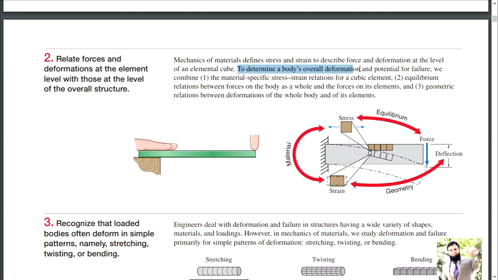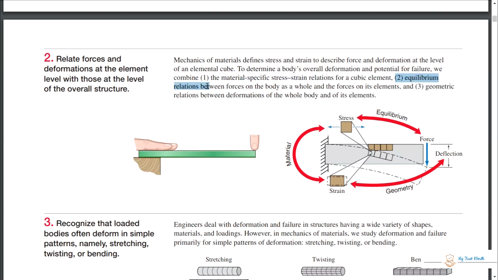To determine the body's overall deformation and potential for failure, we combine the material-specific stress-strain relationship of the cubic element. So if you are going to predict the overall deflection or deformation behavior, we will be studying deflection behavior here. Then you have to specify the material-related stress-strain relationship for the cube. The stress-strain relationship is Hooke's law: stress is directly proportional to strain. Stress is equal to modulus of elasticity times strain.